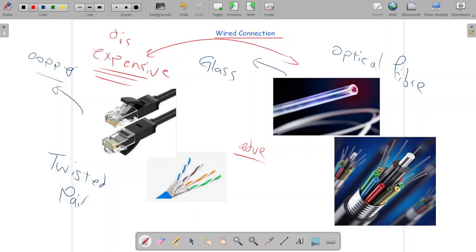Since it's using glass, we say that it transfers data using light, and due to that, we say that it provides extra speed of internet, because the technology enables you to use light to transfer data. So that's an advantage of optical fiber against the twisted pair. As I told you, try to study this topic from this point of view of advantages and disadvantages.